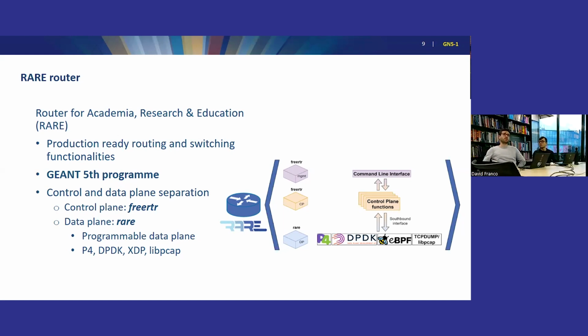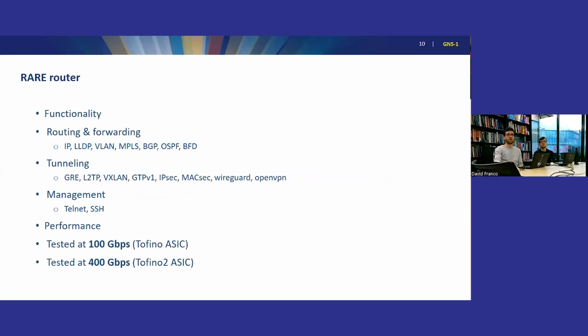The good thing is that RARE routers support multiple software and hardware targets, and also the ability to provide specific data plane implementations. The most common ones are DPDK, XDP, and also Tofino switches. RARE provides the most used routing, forwarding, and tunneling functionalities. And the high performance provided by a RARE router is probably its main strength. It has been tested at 100 and 400 gigs using Tofino and Tofino 2 ASICs.